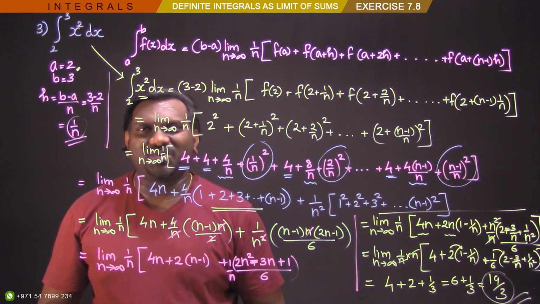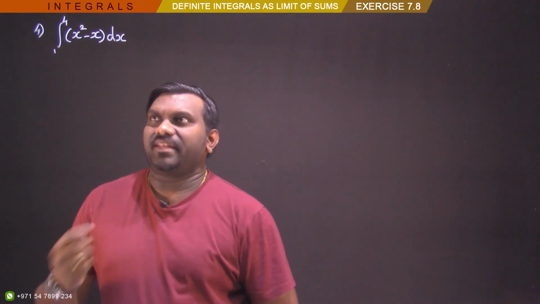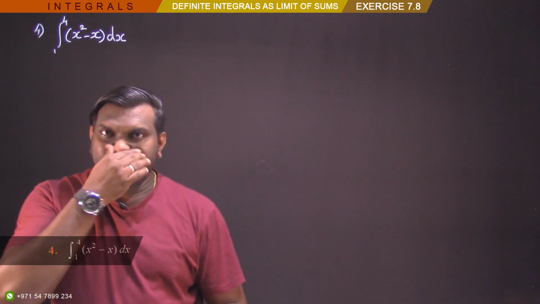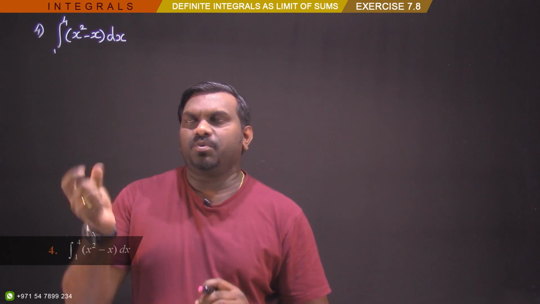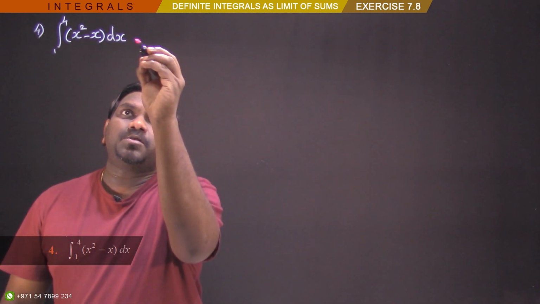That's it dear. Move on to the fourth question then. Integrate 0 to 4 of x square minus x dx. In this type of question, when you have two terms, what you need to do is split this into two.